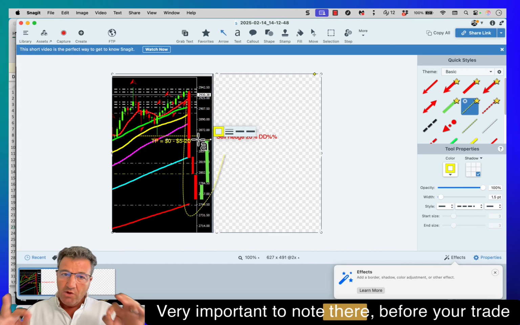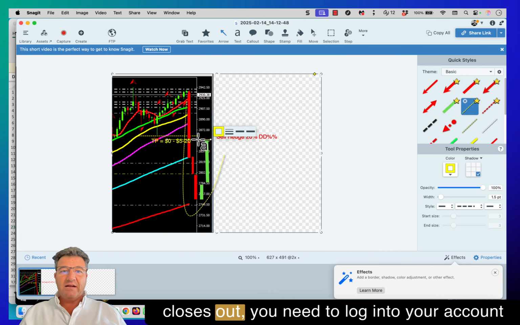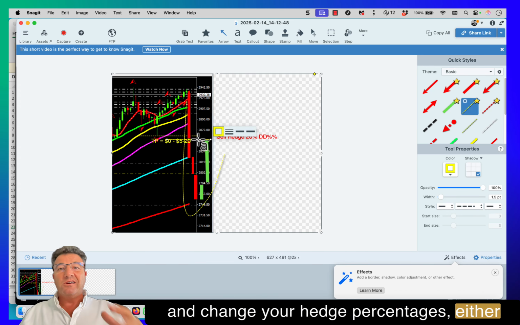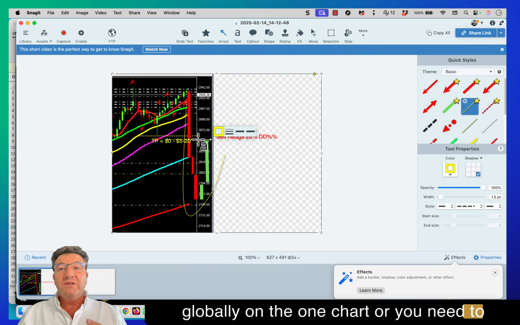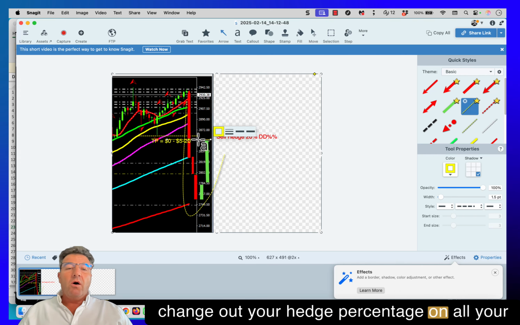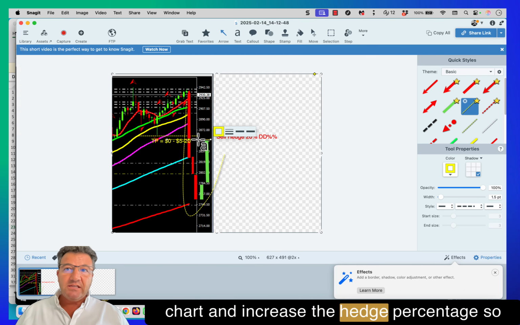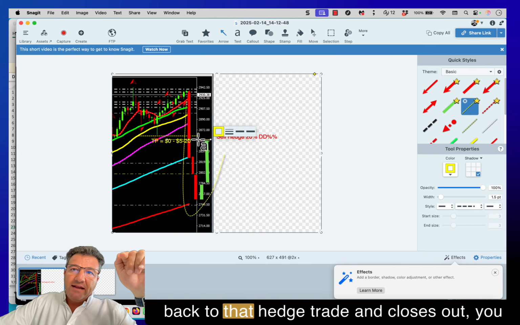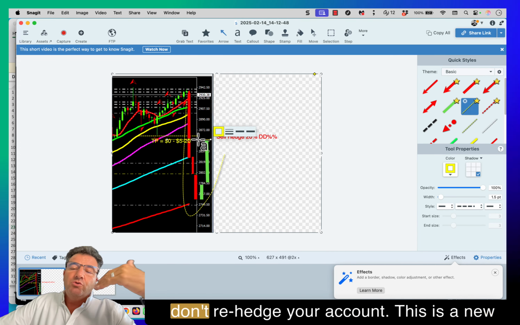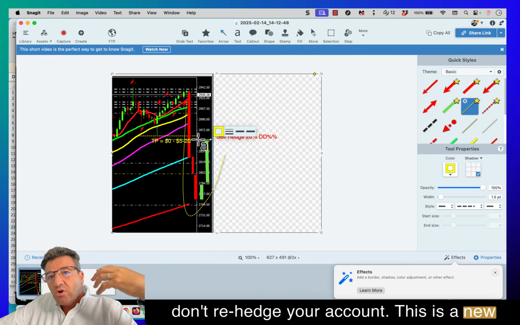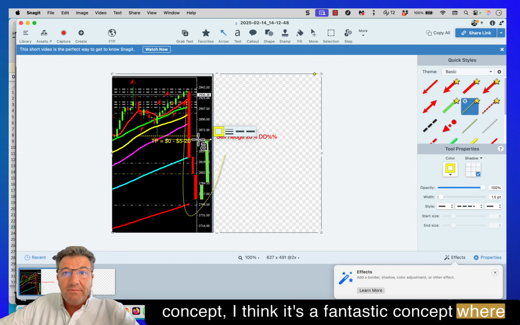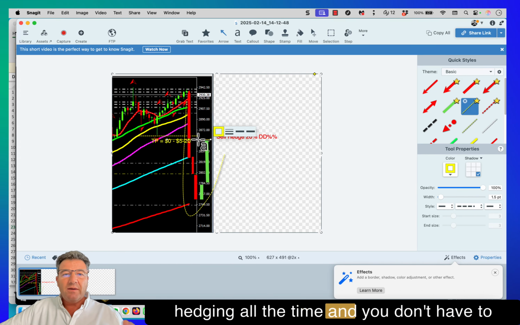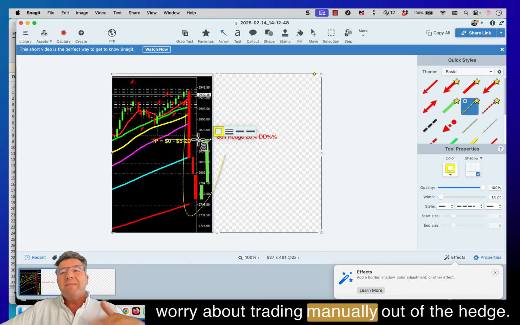Very important to note that before your trade closes out, you need to log into your account and change your hedge percentages either globally on the one chart, or you need to change your hedge percentage on all your charts and increase it, so that when the price does get back to that hedge trade and closes out, you don't re-hedge your account. This is a new concept. I think it's a fantastic concept where you don't have to worry about your account re-hedging all the time, and you don't have to worry about trading manually out of the hedge.